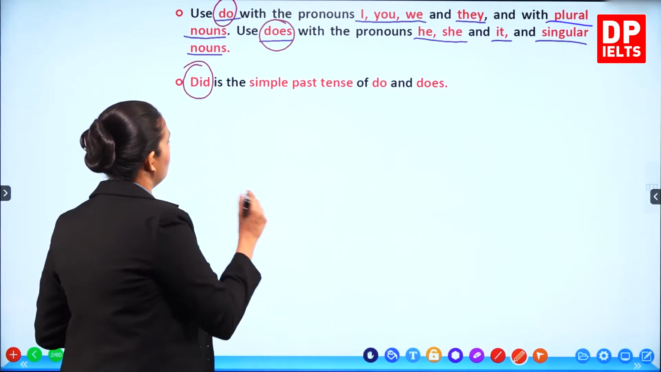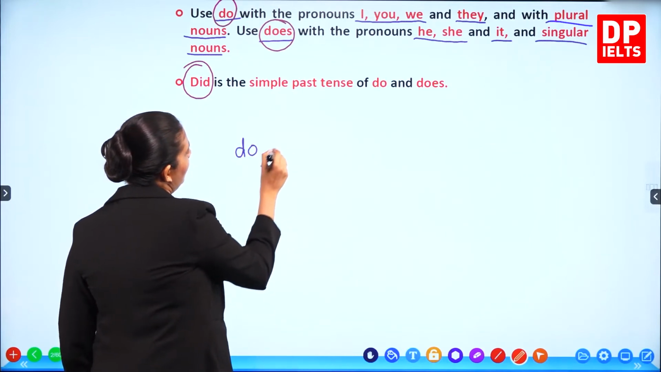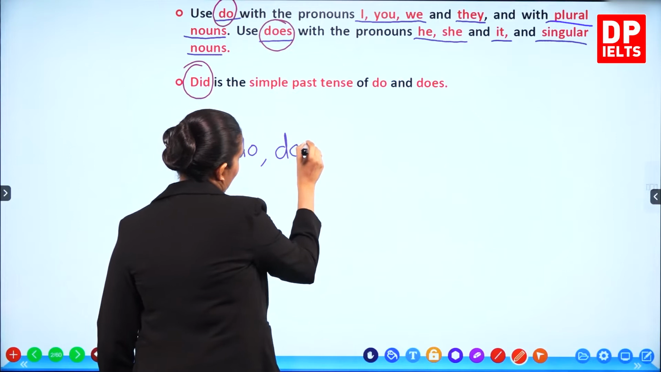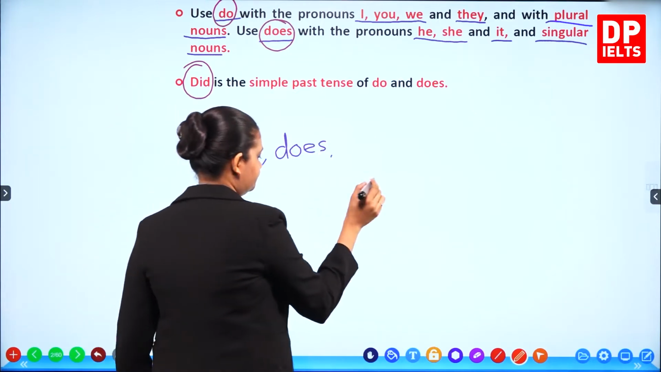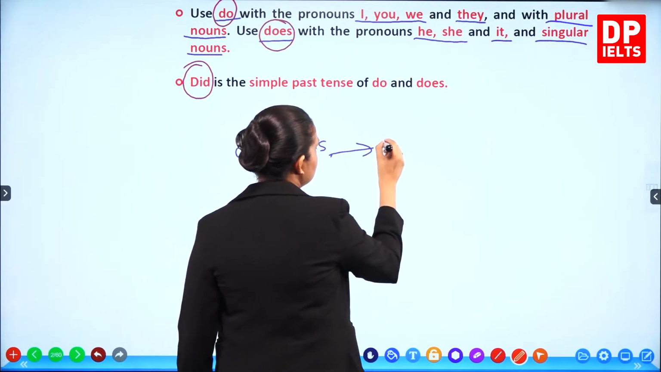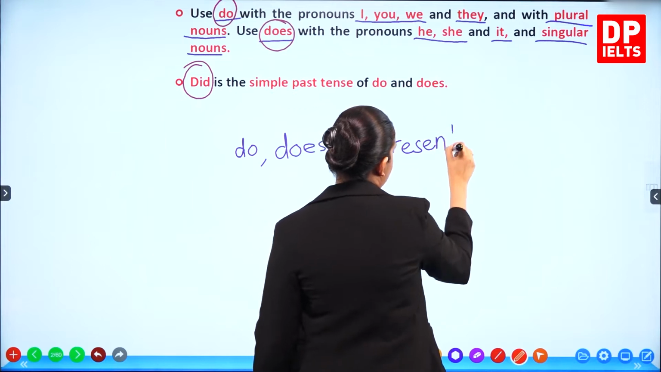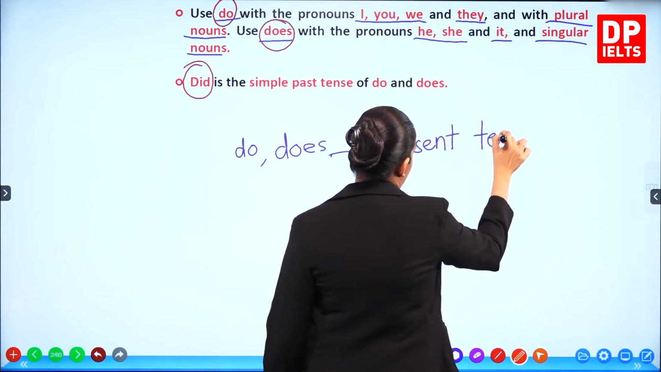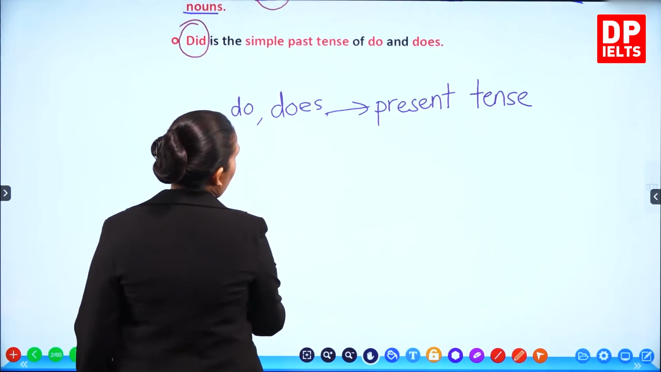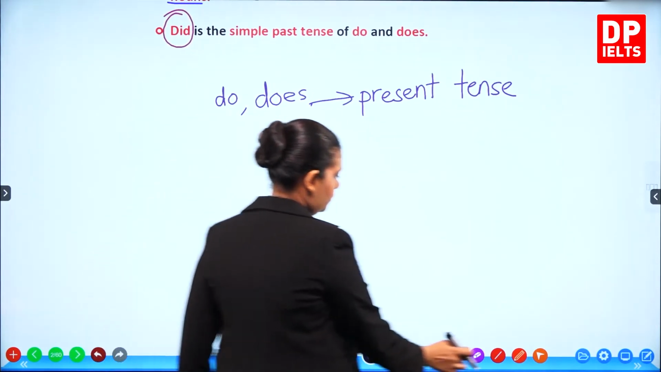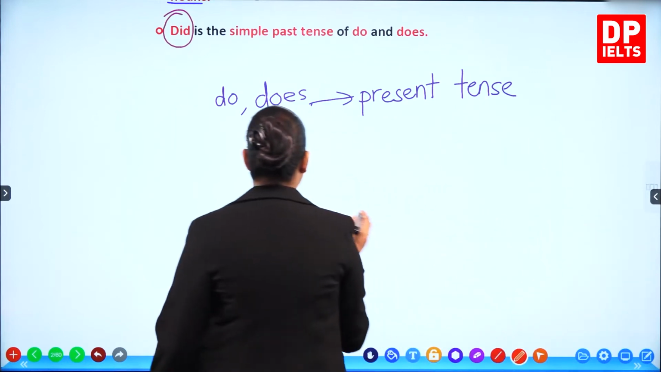Right? So, let us have a look at do and does. Both of these words are used in the present tense. Right? Don't worry about it too much. I'm sure it's a bit crooked, but don't worry about it.